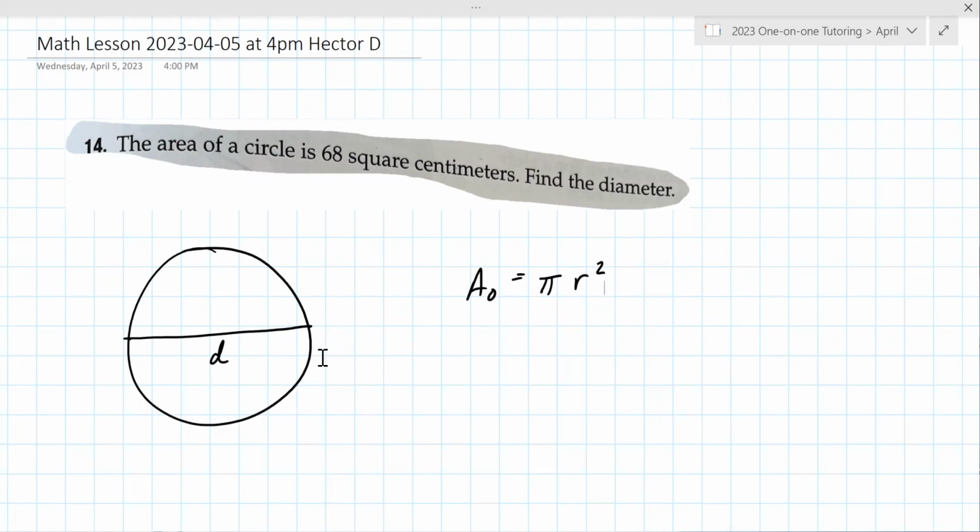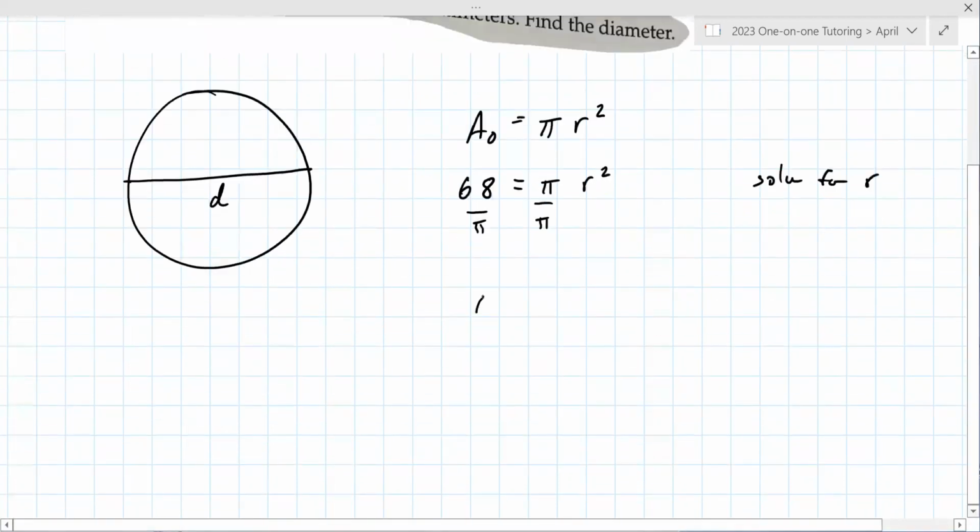Okay. So 68 equals pi radius squared. You're trying to solve for r. So you're going to divide by pi. Okay. And then from here, you have 68 over pi equals r squared. You're going to take a square root of both sides. That is the radius. Okay. If you go to your calculator, type that in.